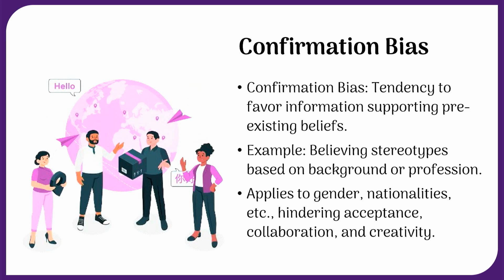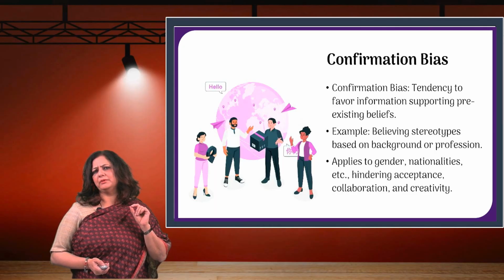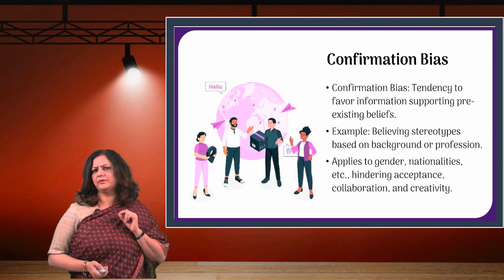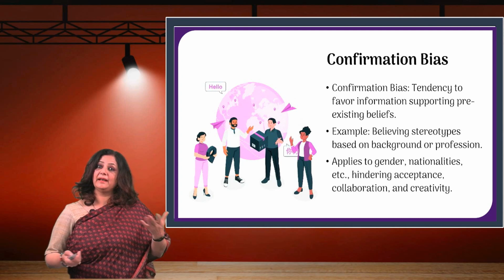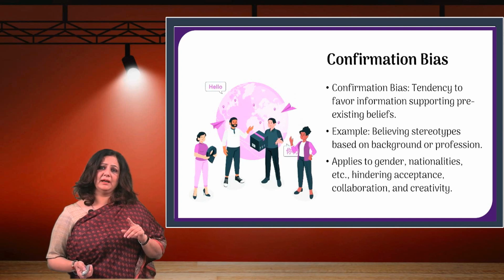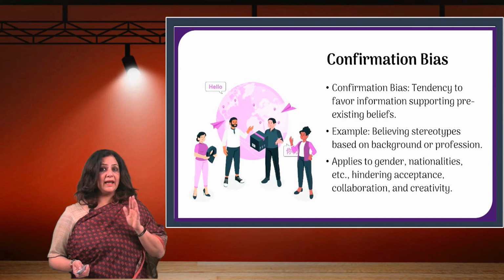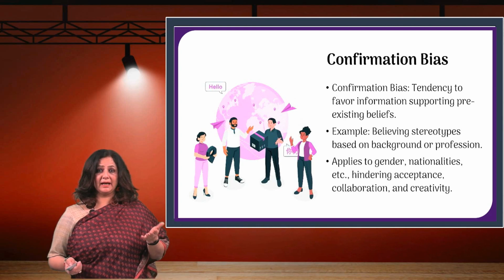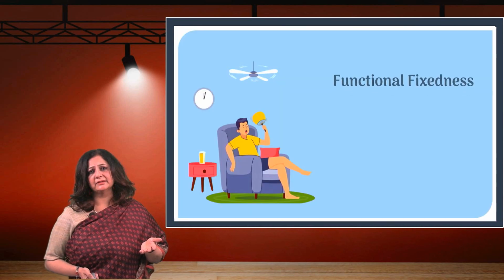Confirmation bias. It is a tendency to seek out and prefer information that supports our pre-existing beliefs. Example: if we have a particular worldview about people from a particular background or profession, we will tend to believe what fits the stereotype and will readily be judgmental. Confirmation bias can extend to gender, nationalities, etc., and can hinder people from accepting ideas, working together, and coming up with new and creative ideas.